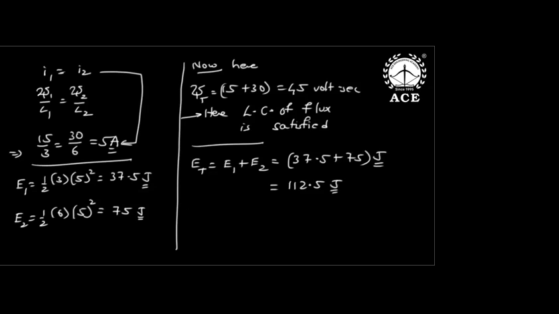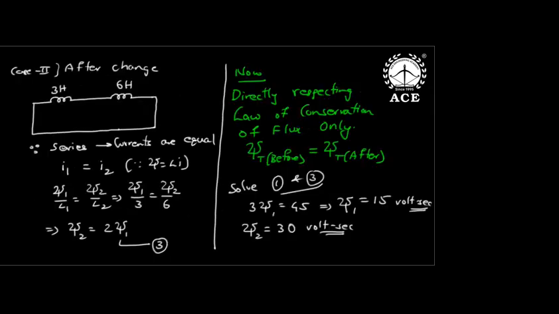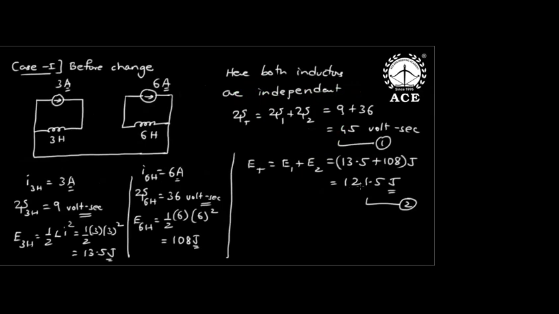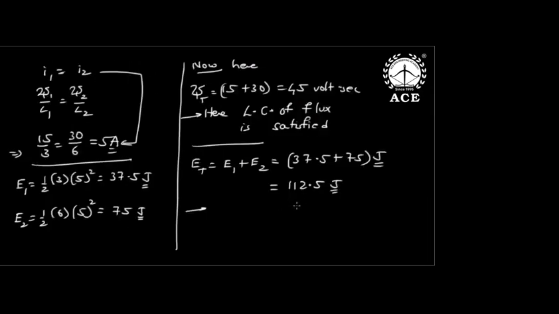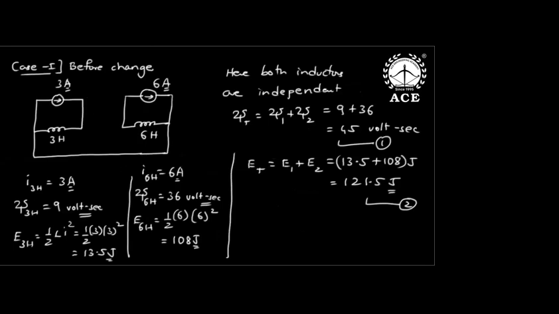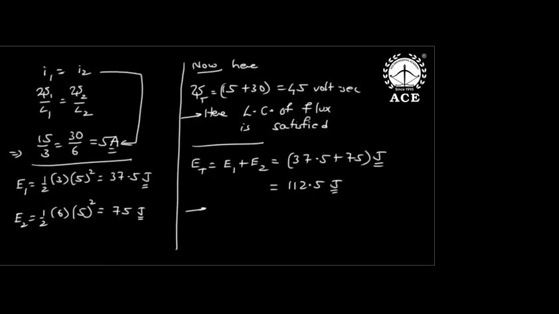Now see, before that, how much was the total energy? The total energy was 121.5, but now it is 112.5. So here some 9 joules of energy is missing. The law of conservation of flux is satisfied, but the law of conservation of energy has to be justified.